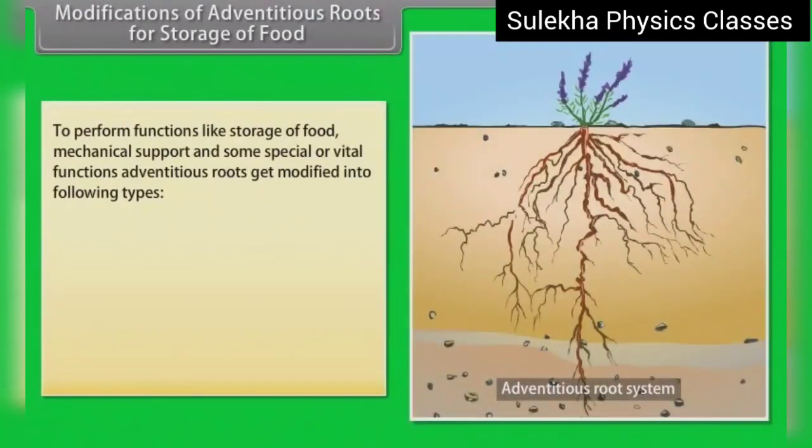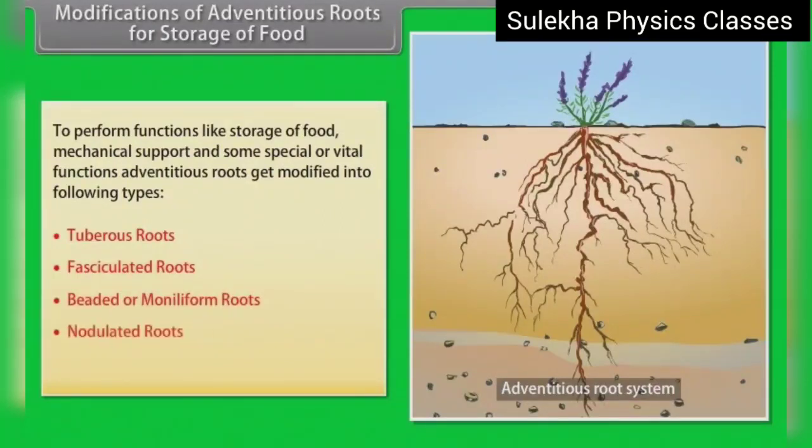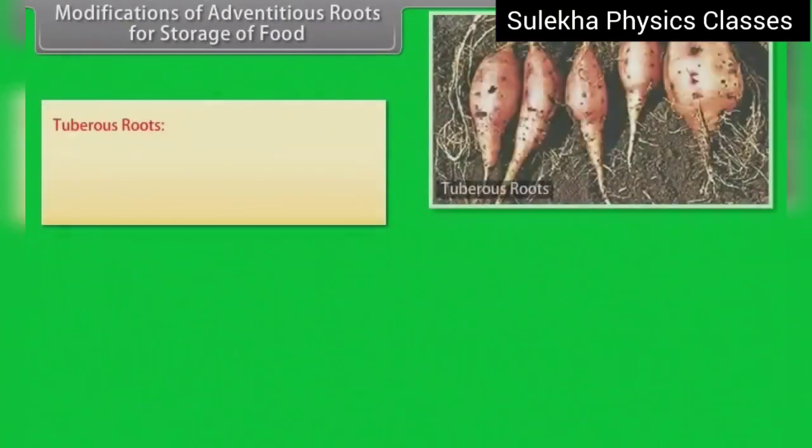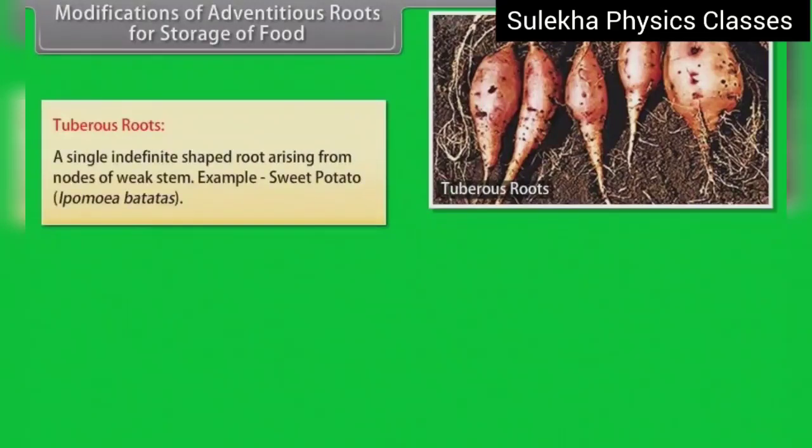Modifications of adventitious roots for storage of food. To perform functions like storage of food, mechanical support, and some special or vital functions, adventitious roots get modified into the following types: tuberous roots, fasciculated roots, beaded or moniliform roots, nodulated roots, annellated roots. Tuberous roots: a single indefinite-shaped root arising from nodes of weak stem. Example, sweet potato.